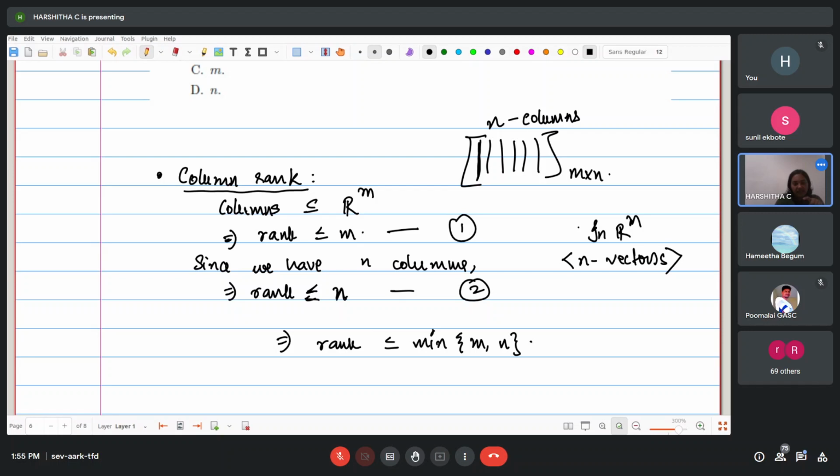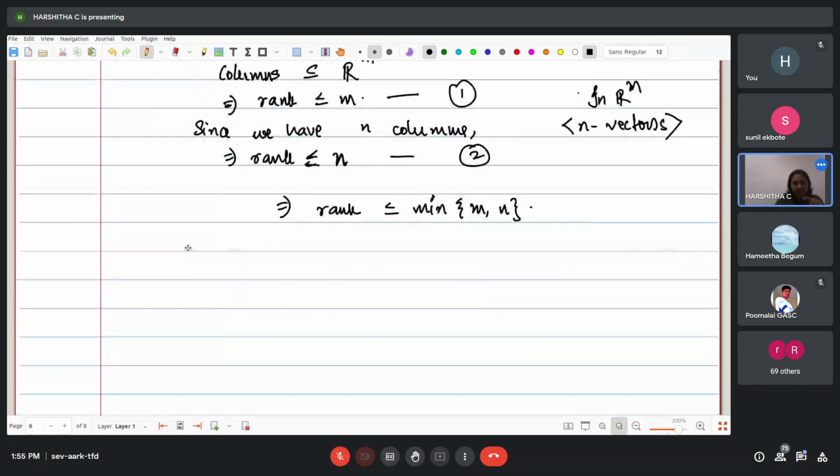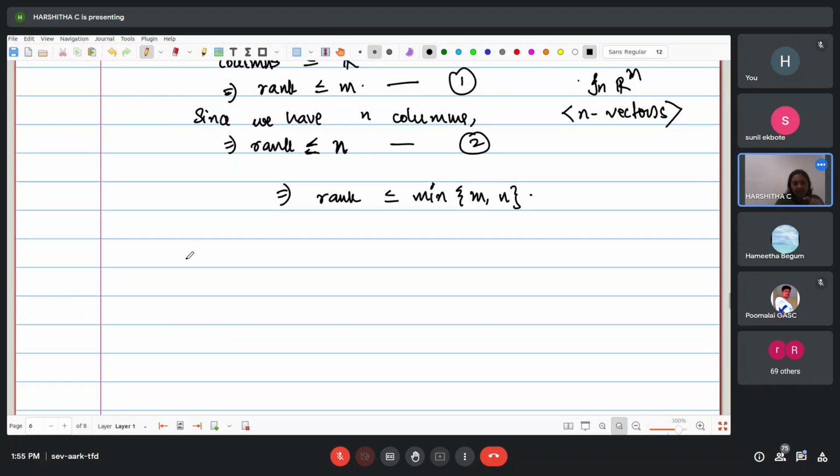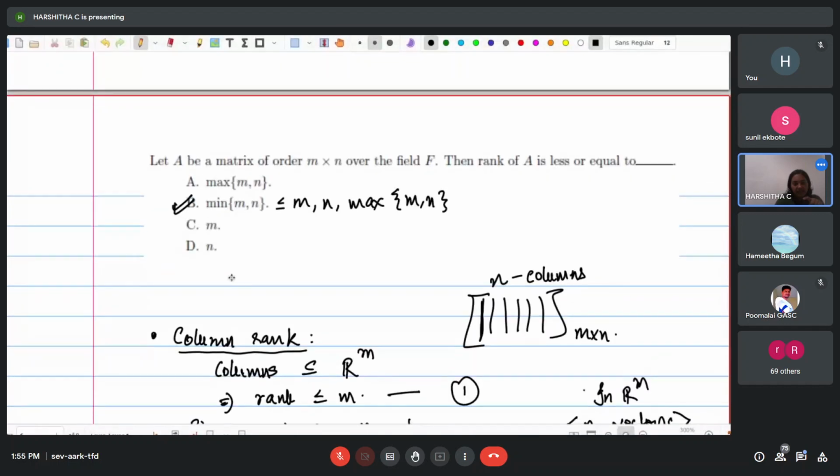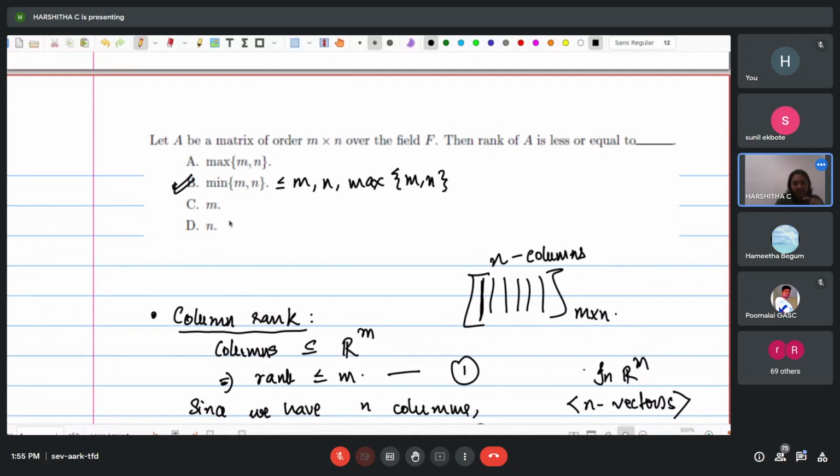We can even tell that row rank and column rank are equal. You can use any of the arguments. You can use the definition of row rank, or you can use the minor definition. Madam, here all the options are correct, no? In this case, yes, technically all of them are right.